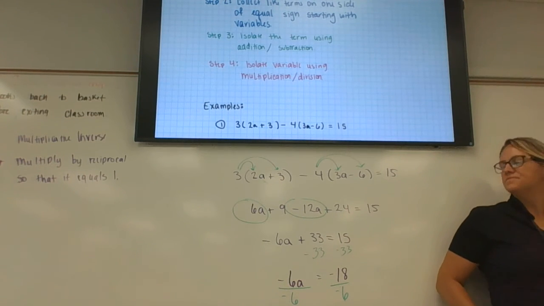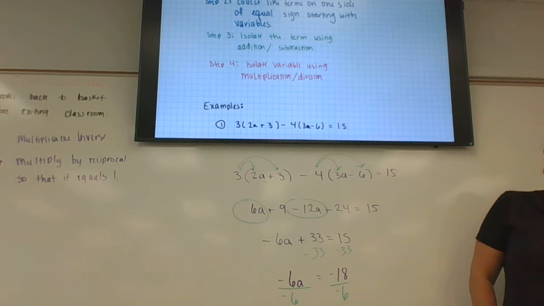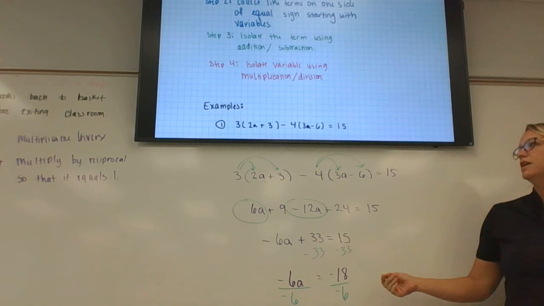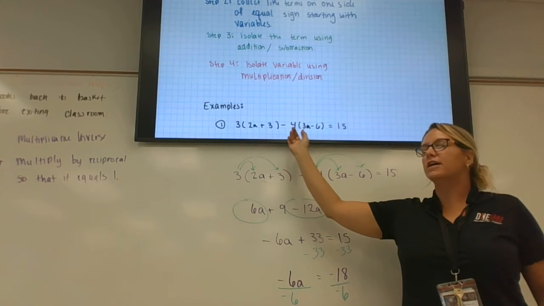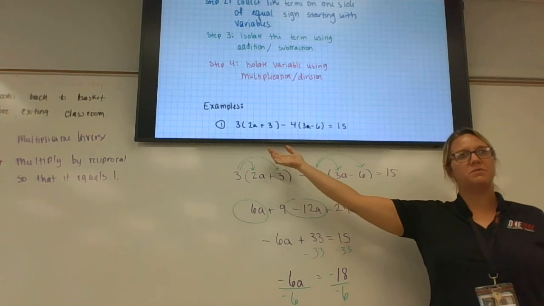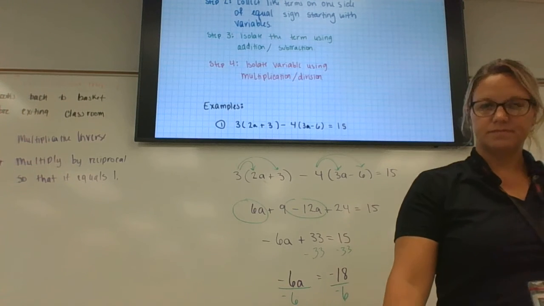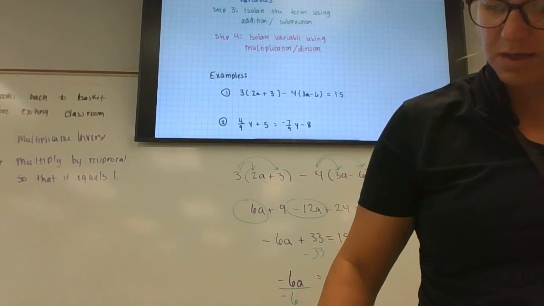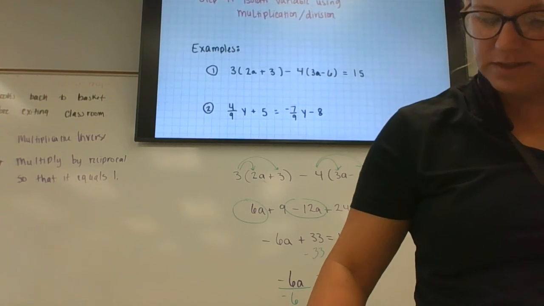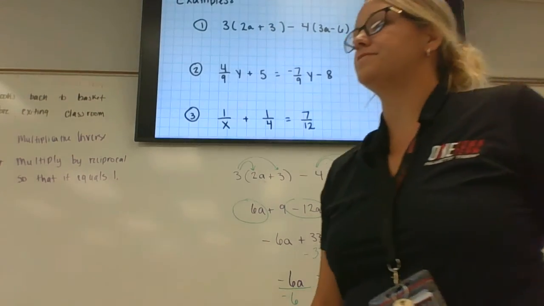Okay, gotcha. So how could we check this? We could plug it back in here and here, simplify using order of operations, and it should be 15. I'll give you guys some more time on the next one. There you go. There, that's all of them.